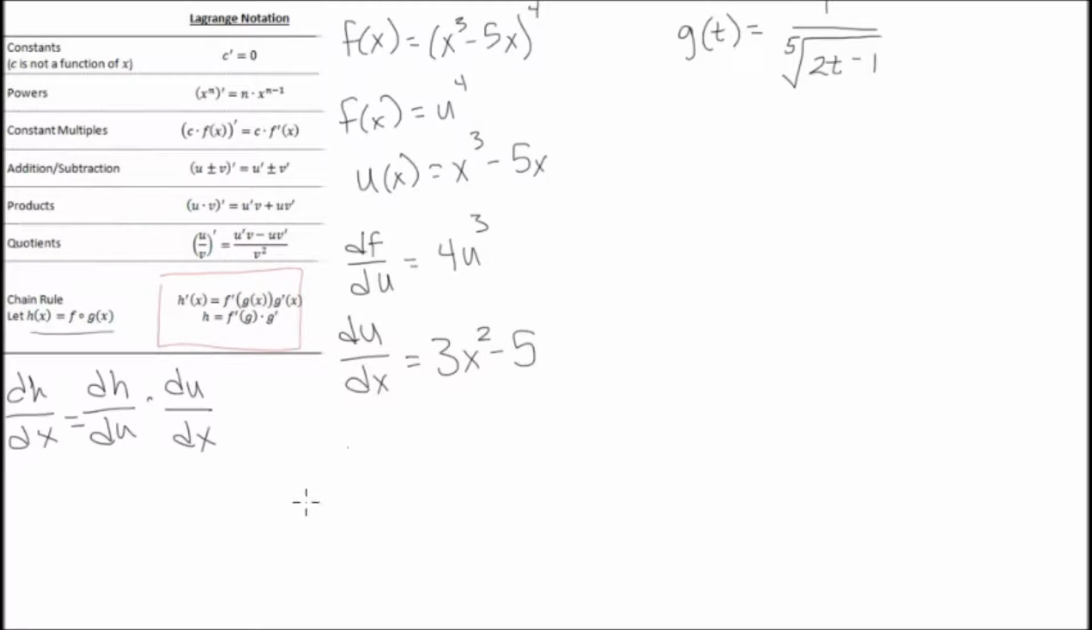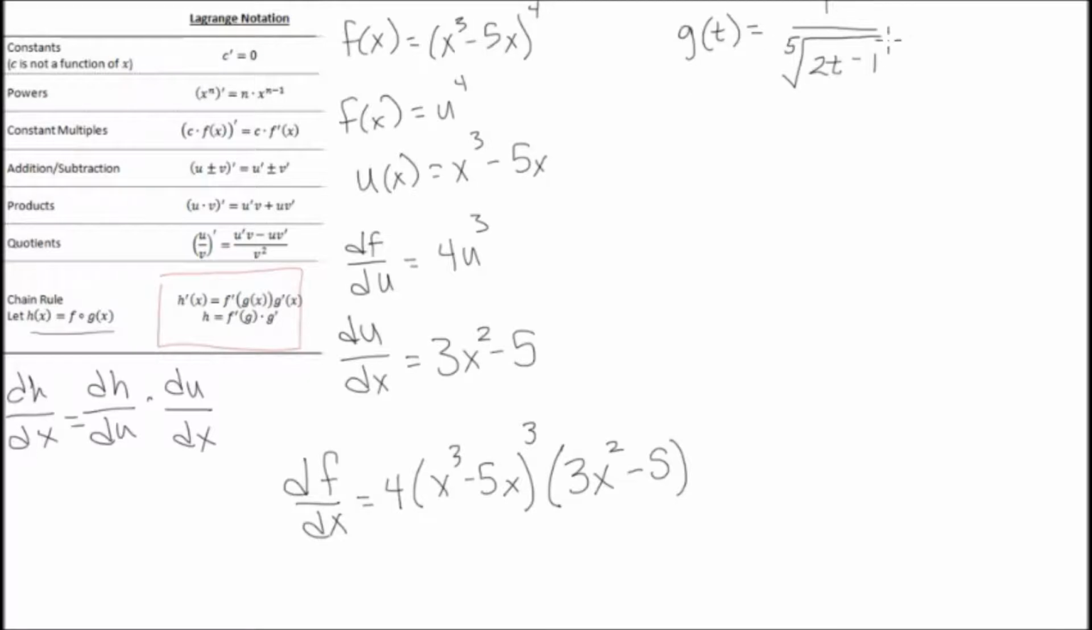I put them together now. I get that df dx is equal to 4 times, remember that u is equal to x cubed minus 5x, raised to the third power, times 3x squared minus 5.